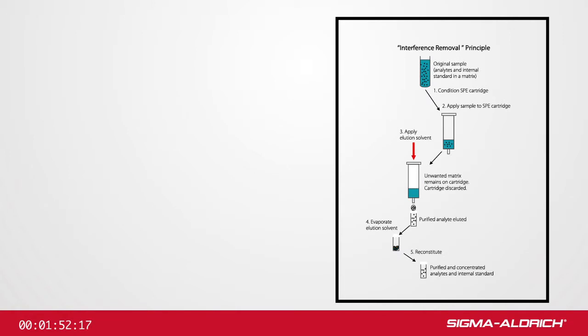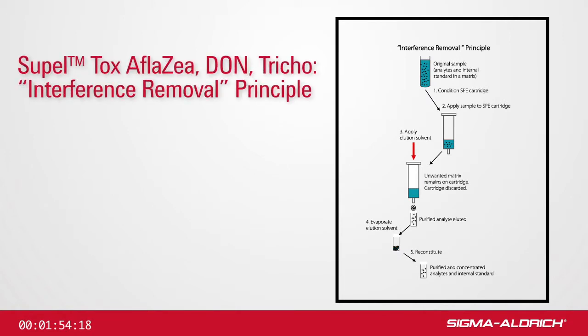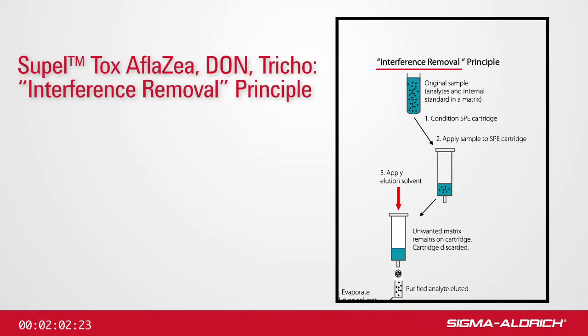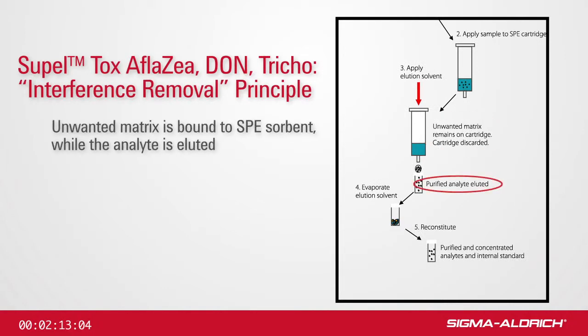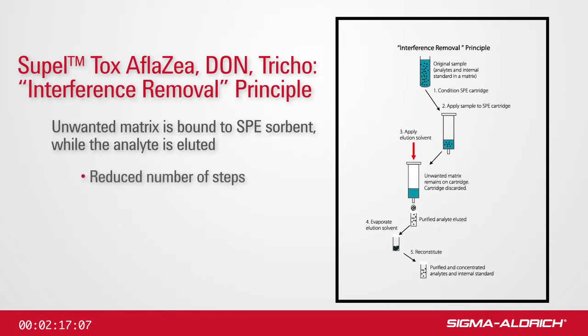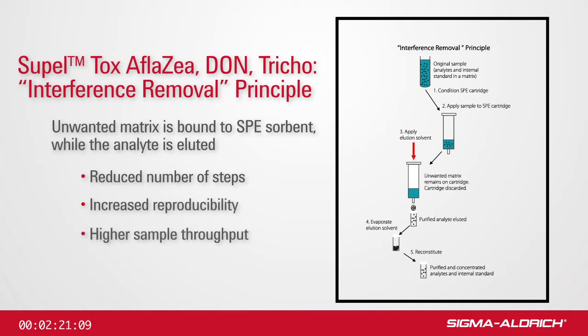While immunoaffinity columns employ the bind and elute strategy, the SupelTox line of AlphaZea, Dawn, and Trico cartridges utilize an interference removal principle. In this procedure, following sample introduction, the unwanted matrix components remain bound to the sorbent, while the purified analyte is eluted. The purification is accomplished in fewer steps, with better reproducibility and higher sample throughput.